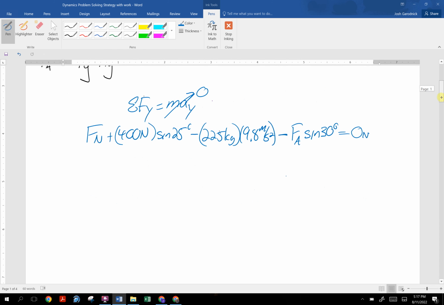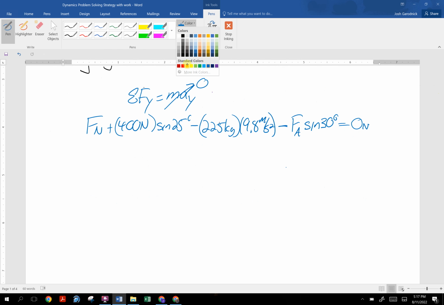Step 4, ladies and gentlemen, kinematics. So I'm going to list my variables. I have initial velocity, final velocity, acceleration, distance, and time. Notice I'm just listing the variables. By now you should be experts at this.